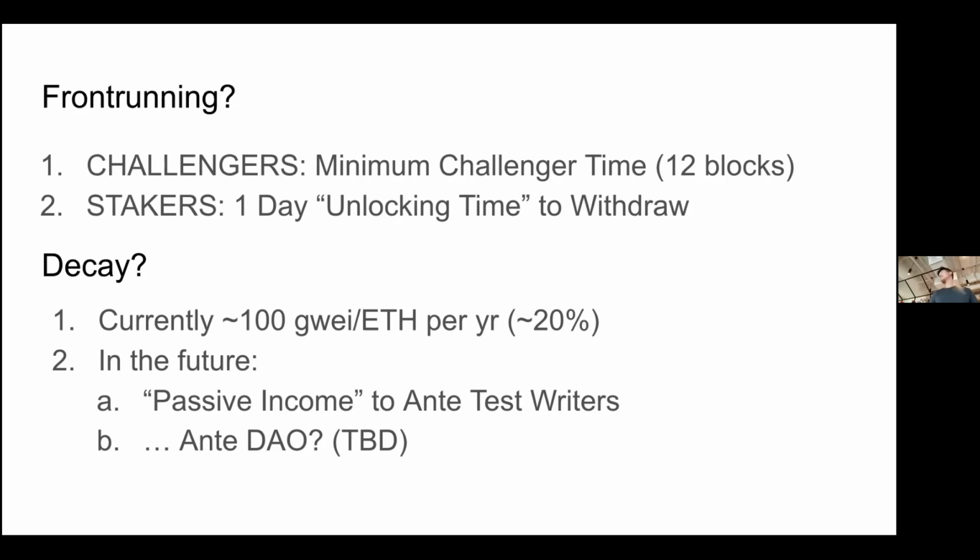And so some other design details right now, the decay for being a challenger is about 20% a year. It's calculated 100 GWei per ETH per block. Sorry, not per year. And then in the future, we imagine that some percentage of that decay fee could go to the test author, which is pretty cool because that's potentially a way for Ante test writers in a decentralized way to generate a passive income. And that's something that's very exciting. It could also, and we imagine that may have some implications for an Ante DAO.